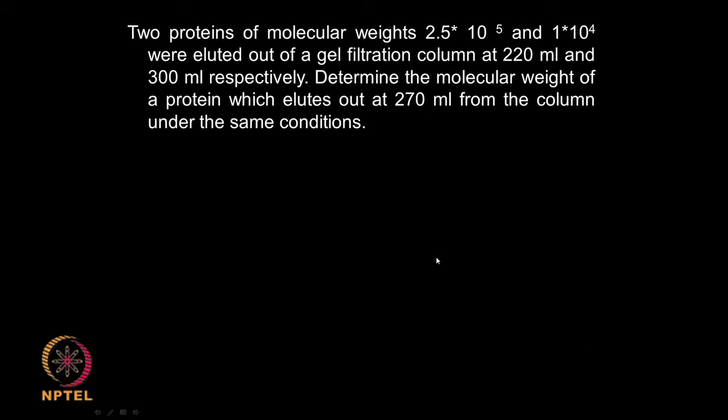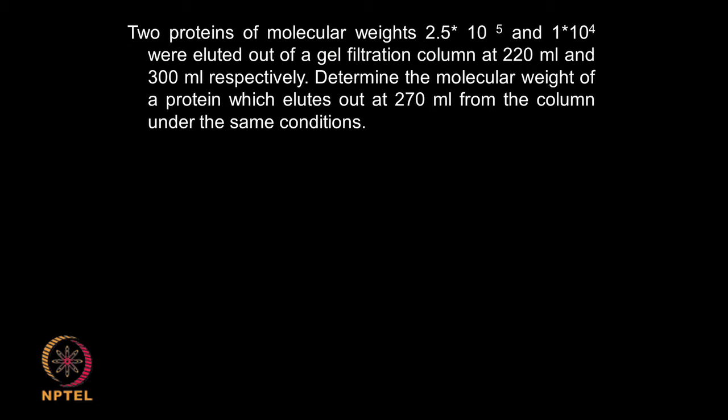Let us look at a simple problem. We have two proteins, one with a molecular weight in the 10 power 5 range, another with a molecular weight in the 10 power 4 range. They are eluted through a gel filtration column. The first one gets eluted after 220 ml of the continuous phase is collected, and the other one comes out at 300 ml. Determine the molecular weight of another unknown protein that comes out at 270 ml from the column under the same conditions. So we have the elution volumes and the corresponding molecular weights, and now we want to calculate the molecular weight of the unknown when we know its elution volume.